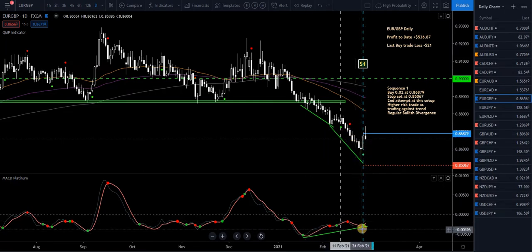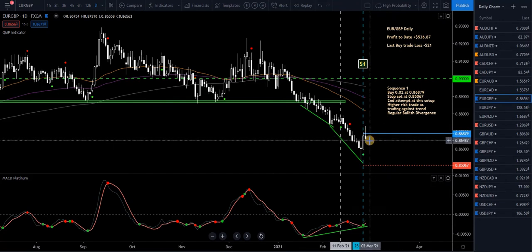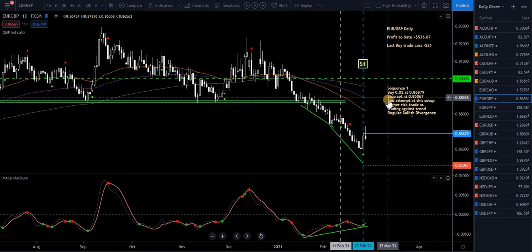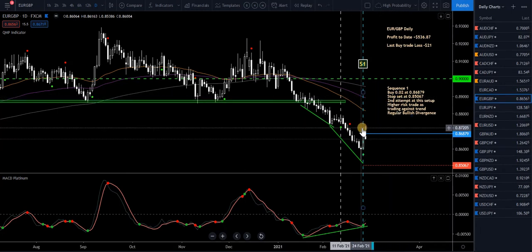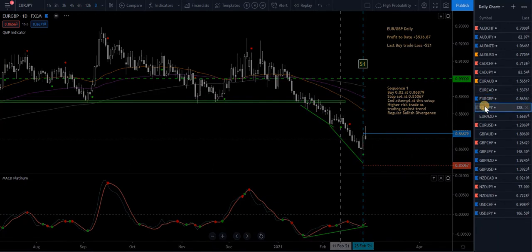MACD platinum still below the zero level. Took a buy in this blue line. Well, obviously it's gone against me a bit, and my stop's down here. So we're just having another go at this buy. Read my notes there. High risk trade in against the trend. Regular bullish divergence.